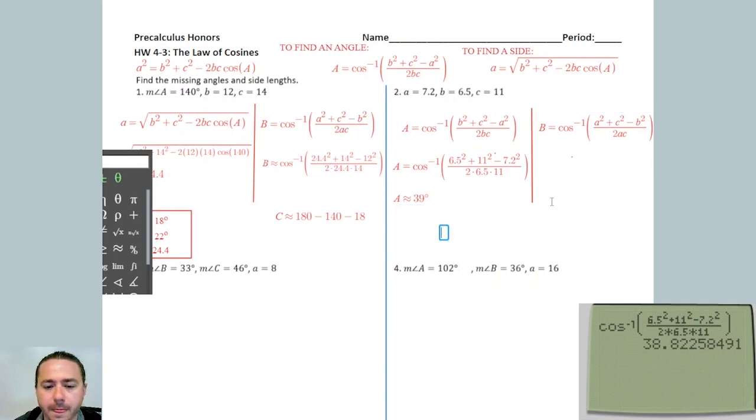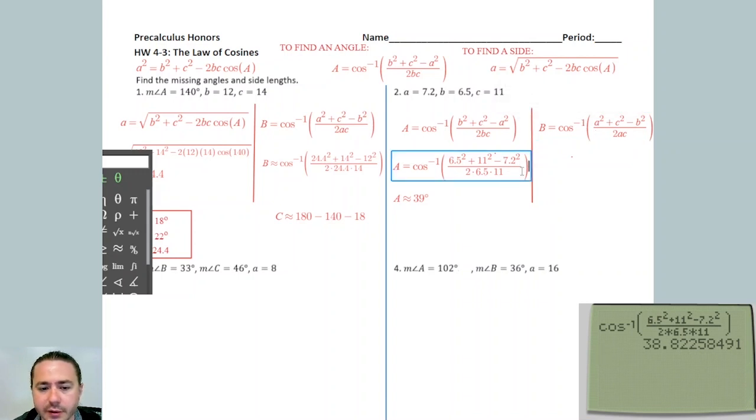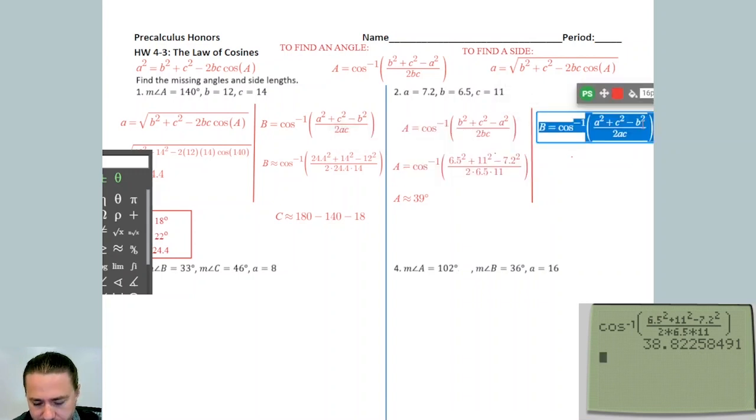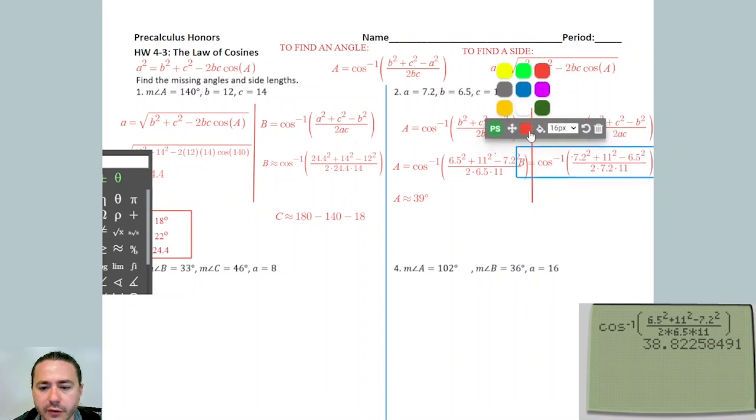And then let's find angle B. Okay, doing this exact same thing, except we're plugging in the correct sides. So here, side A is 7.2, side C is still 11, side B is 6.5, over 2 times, let's see, what was A? 7.2 times C, which is 11. And I don't know if this is going to fit. I might have to make this a little smaller.